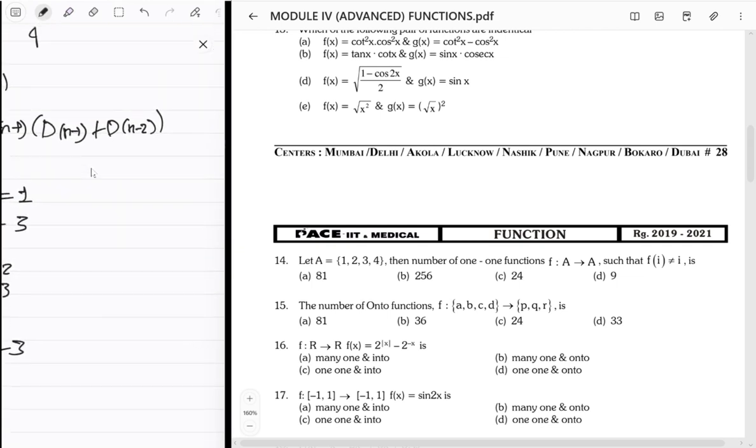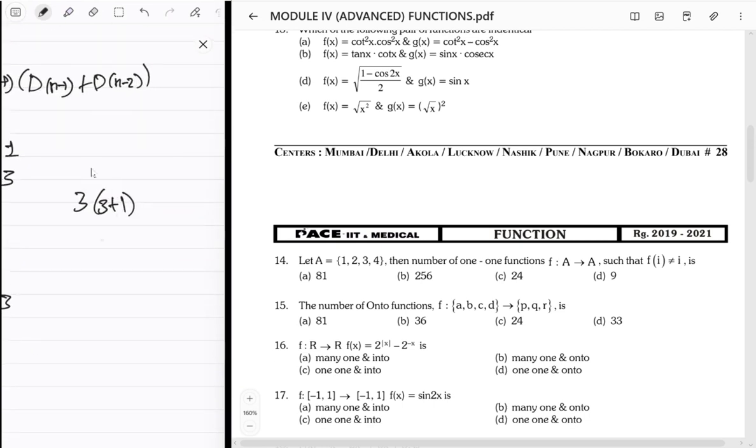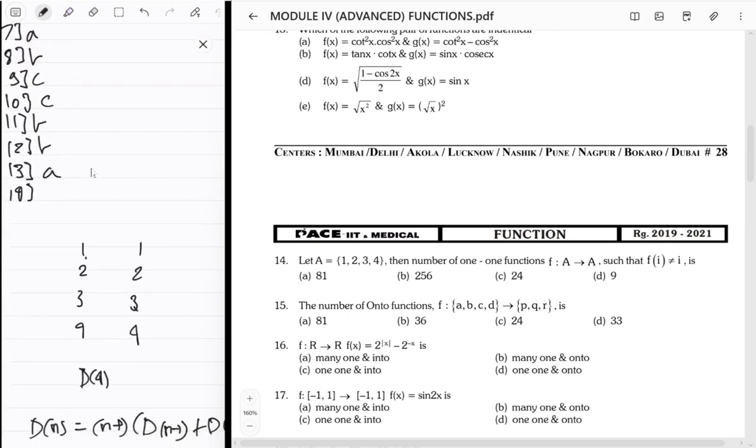So the whole thing is like 3 times of 3 plus 1, I guess, because that's what D4 is going to be. Exactly. Which means it's 12. So 12 ways, huh? Yeah. So 14th. Right? 1-1 functions. Of course, if it's 1-1, it's got to be like that.